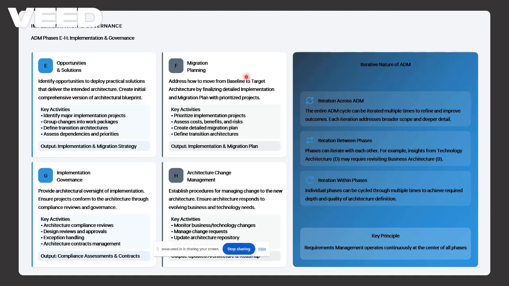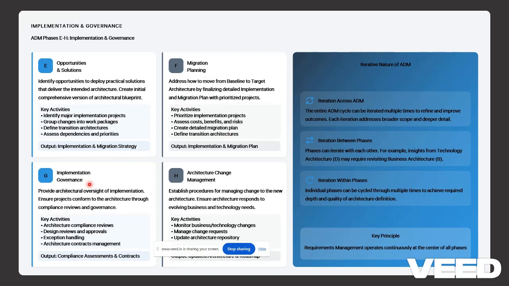Now, migration planning. It addresses how to move from the baseline to the target architecture by finalizing the implementation and migration planning, prioritizing the projects and assets, and assessing the costs, benefits, and risks. You have to do analysis on the migration planning and define the transition architecture. You should do the migration planning here.